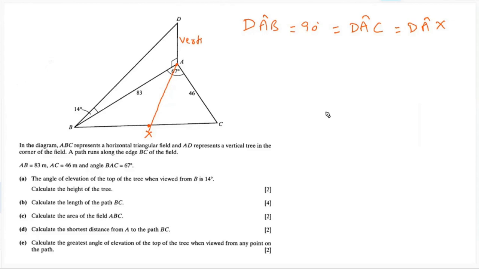Now let's see what we are asked to find out here. So let's be quick about this. First of all, they ask for the angle of elevation. Let me just erase the previous thing that I've written down there. Okay, we've got this information given. First of all, we have the lengths given. AB length is given, AC length is given, angle BAC is given, and angle DBA is also given. That's the angle of elevation of the top of the tree when viewed from B. That's 14 degrees.